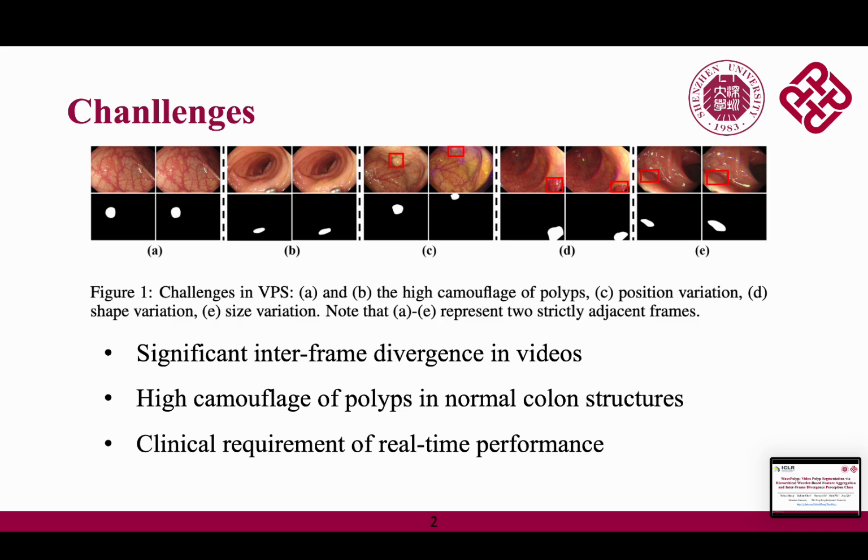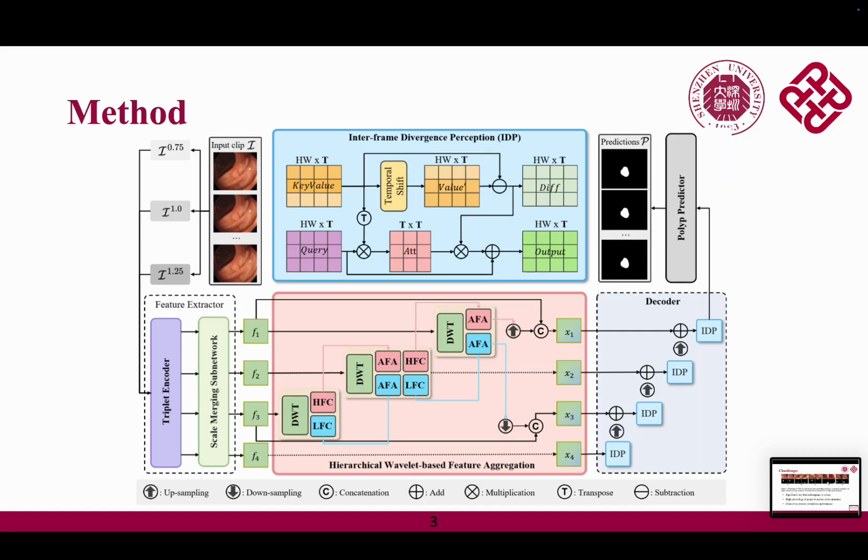The second challenge is high camouflage. Polyps often look very similar to the surrounding mucosa in color, texture, and appearance. As a result, the boundary between foreground and background can be unclear.